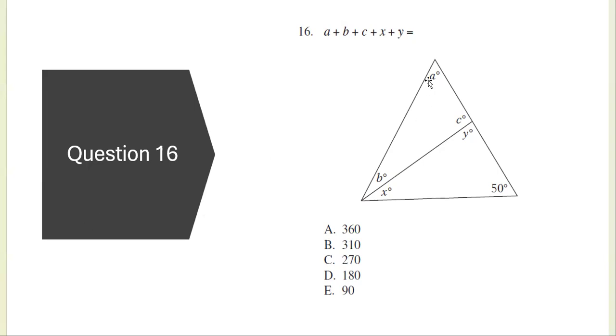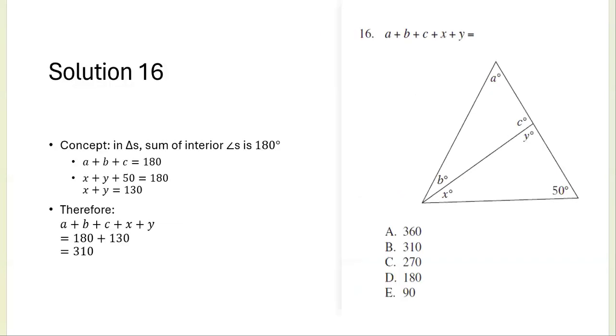Again, sum of the interior angles of a triangle. A plus B plus C, these make up a triangle. That's 180. X plus Y, well, X plus Y plus 50 is 180. Did I say 150? X plus Y plus 50 is 180. Okay, so X plus Y is 180 minus 50, which is 130. So 180 plus 130 would be the answer, which is 310.